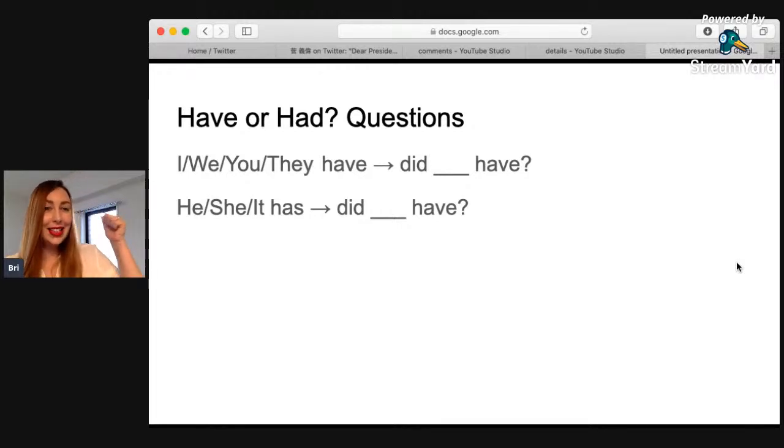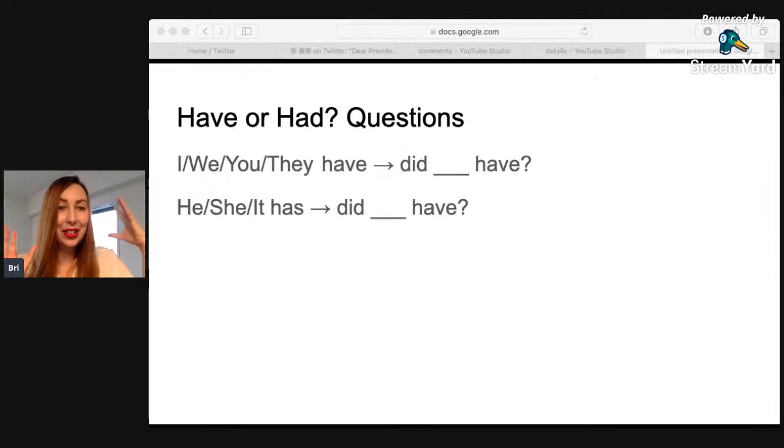Questions. Questions in the past. So this is also very, very tricky for many students. So I, we, you, they have, right? In present tense. So when we want to make a question in the past, it's did somebody have something? And it's the same for he, she, it. Did he have a banana?